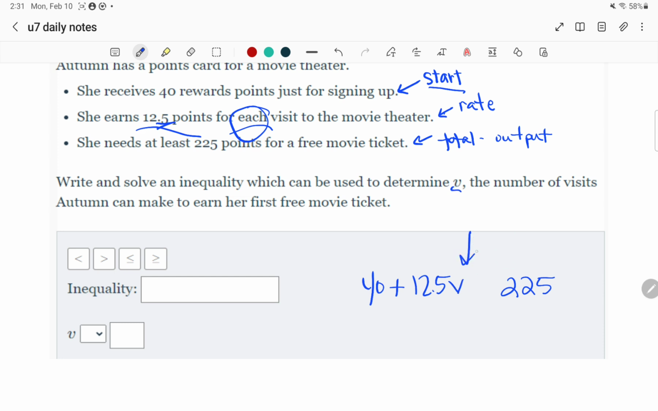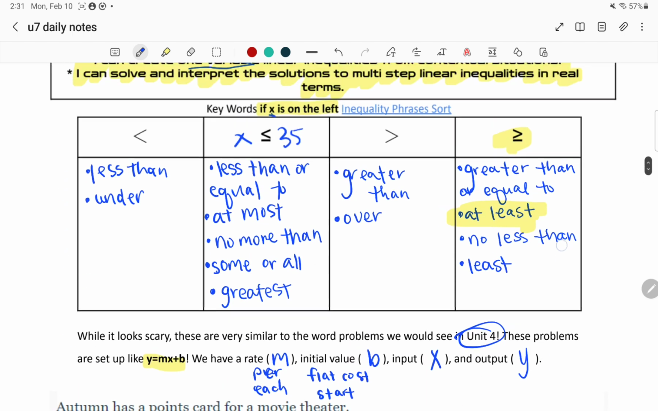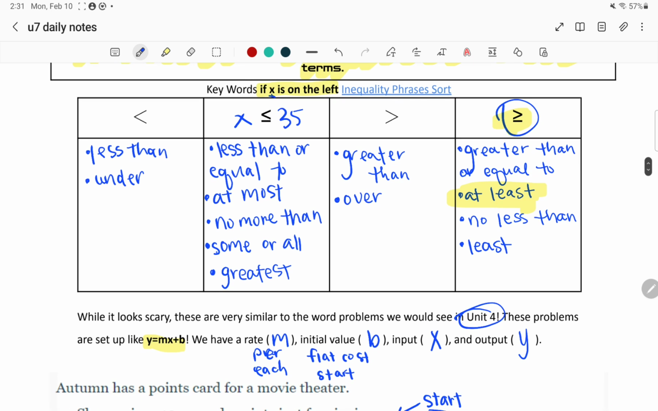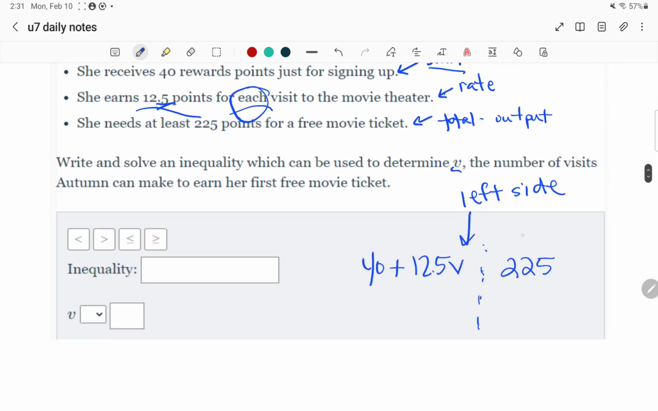If I put my unknown on the left side of the inequality symbol, then my keywords work. So I've done that, and I know, without having to think about it too much, that this is going to be greater than or equal to. And then this inequality goes in the big box.